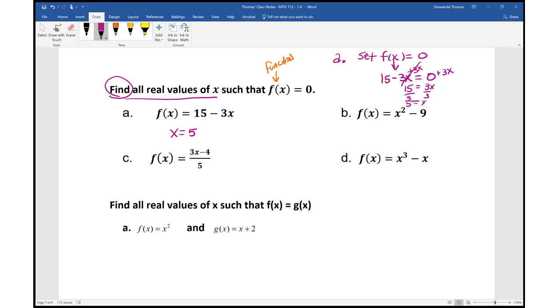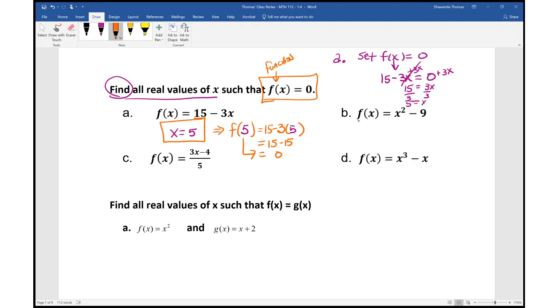So what does it mean really? It means that if we evaluated this function at 5, and we evaluated this function at the number 5, that's the number we found, we get 15 minus 15, which equals 0. That's what we wanted. What x value will result in the function equaling 0? And it is the value of 5.